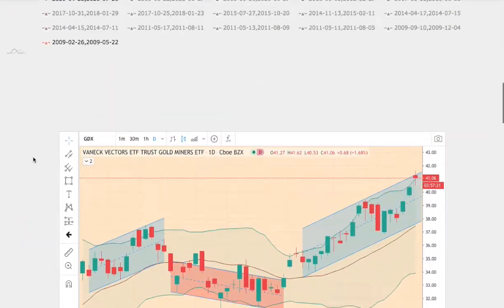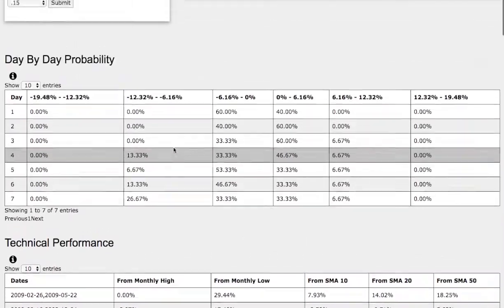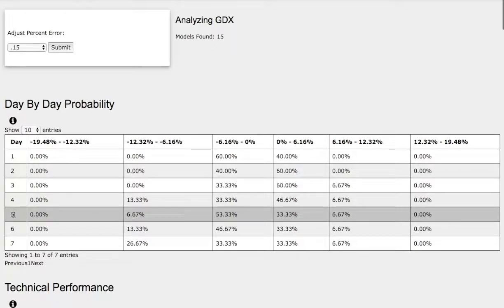So these models are available in the link below, so do check it out. As we progress to the 5th day or week of trading, we have a 33% chance for GDX to climb between 0 to 6% and a 7% chance for it to climb between 6% to 12%. And to the downside, we have a 53% chance for it to fall between 0 to negative 6% and a 7% chance for it to fall between negative 6% to negative 12%.